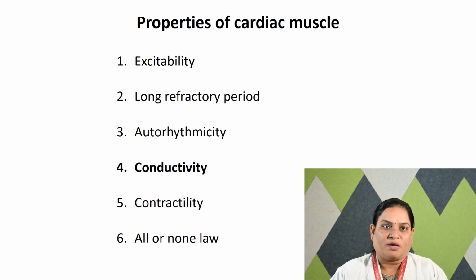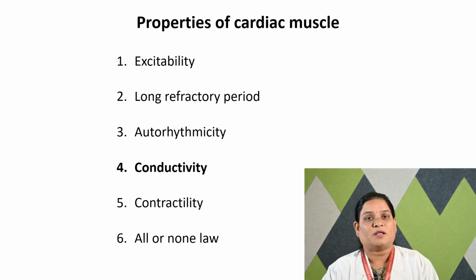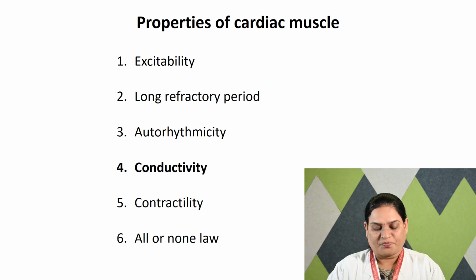The atrioventricular valves: there are right and left atrioventricular valves. The right is tricuspid and the left is bicuspid, also known as the mitral valve. The semilunar valves open away from the ventricles and close towards the ventricles. They close when the ventricles relax and prevent the backflow of blood into the ventricles.